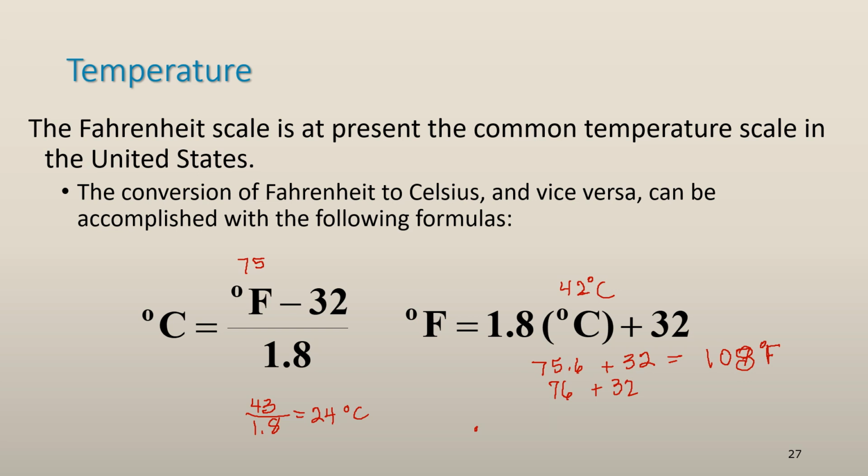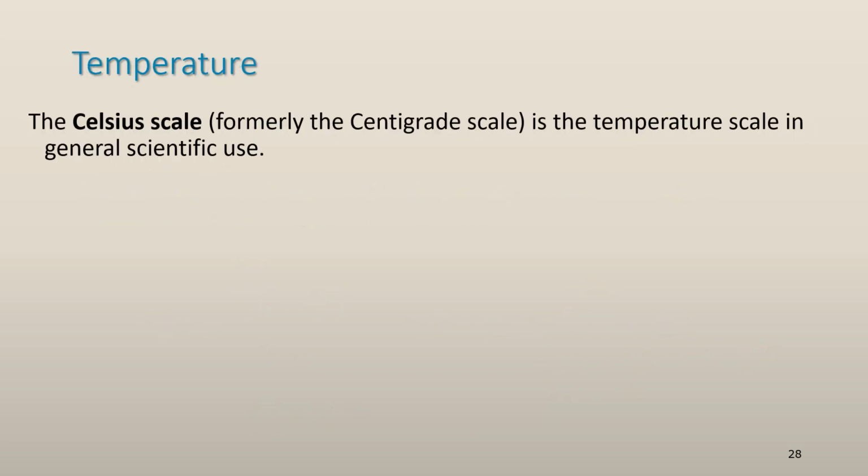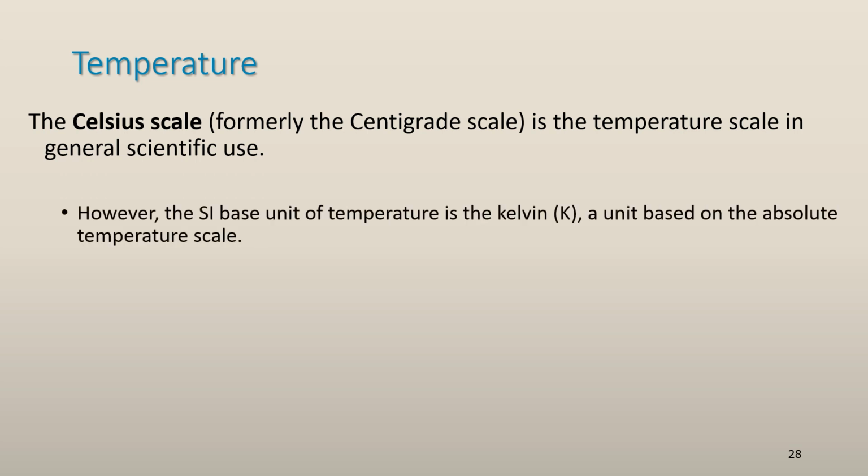Like I said, mostly we'll be measuring everything in Celsius, so it won't be very often that we'll be using these conversions. But one that we will use is the Kelvin temperature. Celsius, sometimes called the centigrade scale, is the temperature scale that's most often used. But the SI base unit is actually Kelvin. The Kelvin is called an absolute scale. This is important.